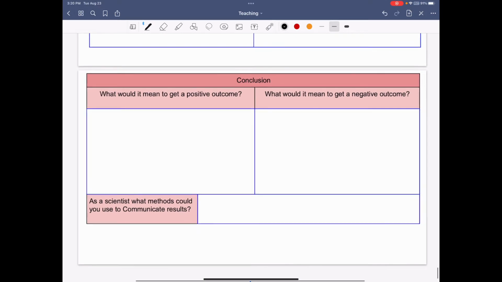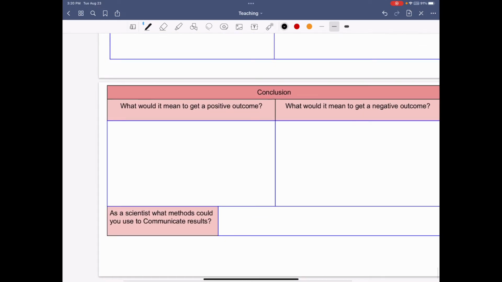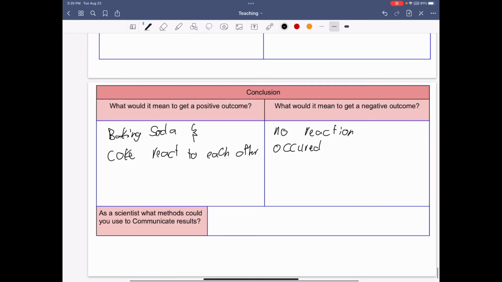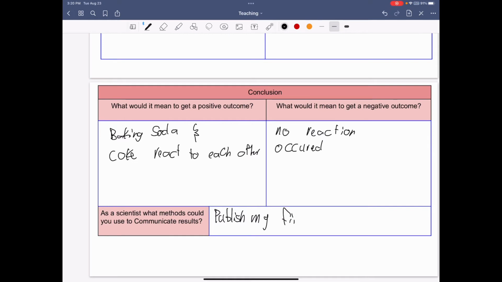So in conclusion, what did my positive outcome mean? That baking soda and Coke react to each other. And my negative outcome, no reaction occurred. And then I could communicate that by publishing my findings. If I was a scientist, that's probably what I would try and do, is publish my findings.